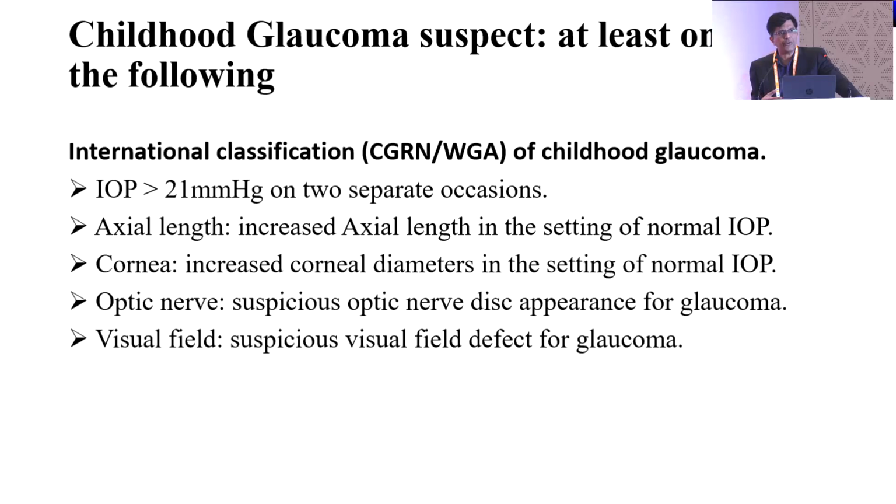That means an intraocular pressure greater than 21 millimeters of mercury, an axial length which is increased for that particular age in the setting of a normal intraocular pressure, or a cornea showing an increased corneal diameter in the presence of a normal intraocular pressure, or a suspicious disc. Of course, visual fields are generally not done for children if the child is less than 8 years of age.